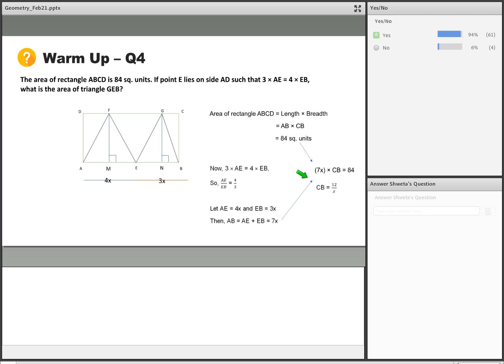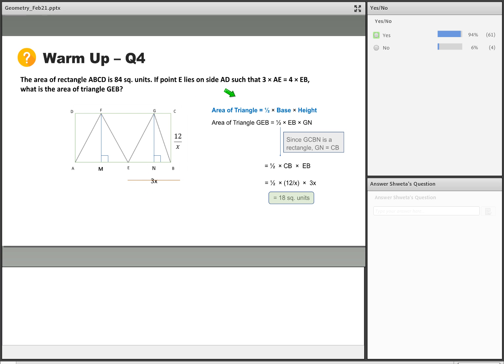Now that I know CB in terms of x, let me see what I can do to get the area of the triangle. Well, area of the triangle is half times base times height. My base is EB, which I already know now. It is 3x. And now I also know CB. Now, CB and GN are the same, right? This is how this has been constructed. This is a 90-degree angle, and so is this angle here, at B, because the whole thing was a rectangle. So GN and CB are the same.